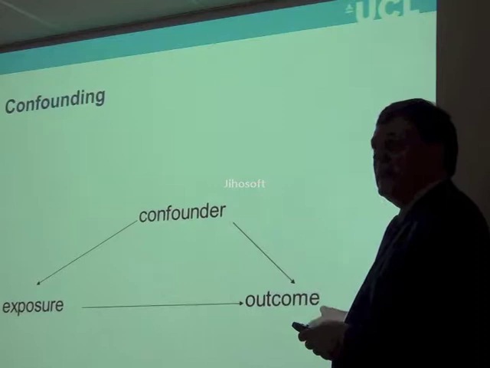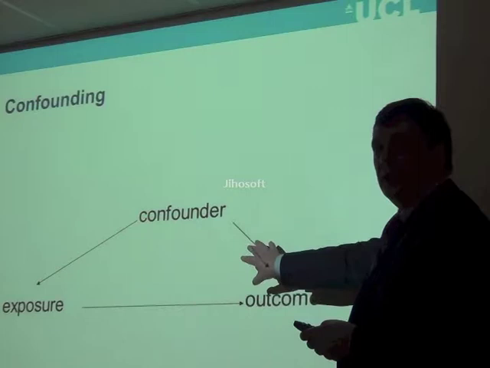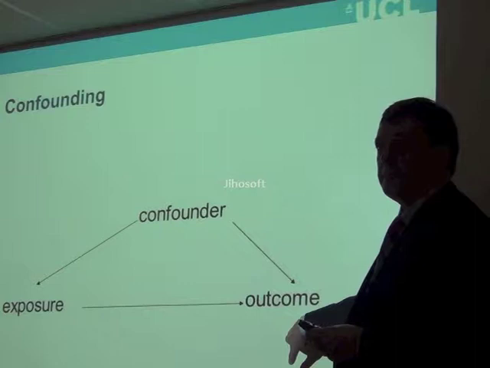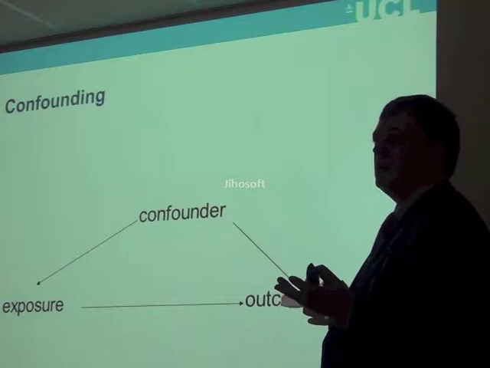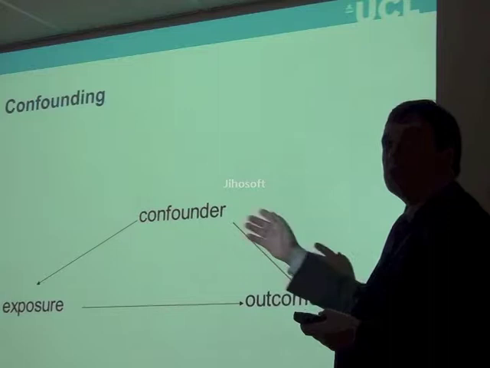Now clearly, a confounder has to be related to both, otherwise it wouldn't be a confounder. If it was only related to the exposure, but made no difference to the outcome, who cares? It doesn't make any difference. Your relationship between the exposure and the outcome will be unaltered, so it has to be associated with both.